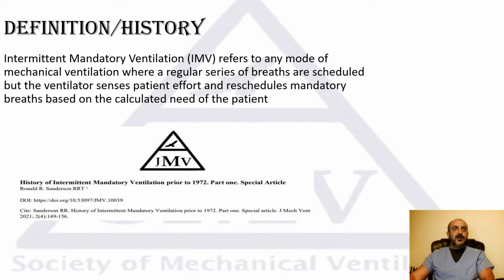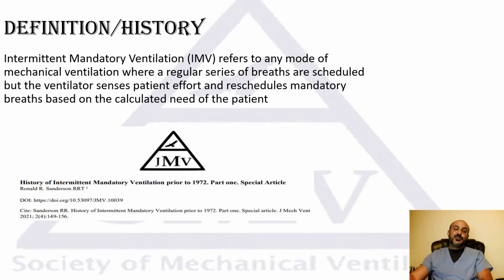So the definition of IMV: if you look at the breath sequence of any ventilator mode, according to Chatburn's classification, it is one of three. Either continuous mandatory ventilation, CMV, where whether the patient triggers it or the ventilator triggers it, it will be the same kind of breath. Continuous spontaneous ventilation, meaning the patient triggers and controls all the breaths. And in between, we have intermittent mandatory ventilation, where there's a set mandatory breath, and in between, the patient can have his own spontaneous breath.